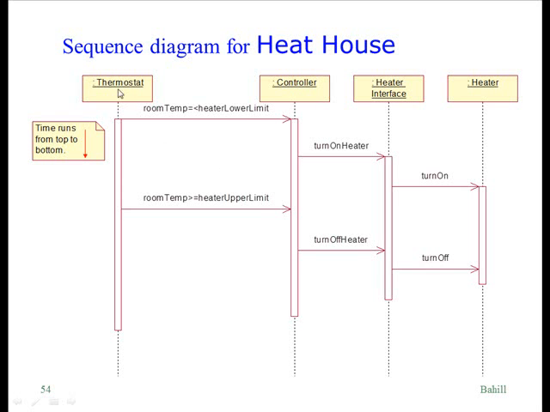Then some time later, going down, this amount of time has elapsed. The room temperature now is above or equal to the heater upper limit. If the temperature goes above, the thermostat sends a signal to the controller saying the temperature is above the upper threshold, and then the controller sends a signal to turn off the heater. The signal goes through the interface, then from the interface to the heater to turn it off.